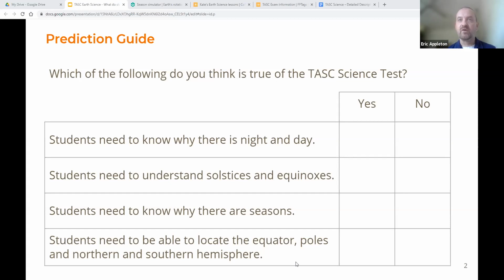So think for a moment on your own, and make a decision about whether you think each of those is true or false based on what you know. And Kate's going to put you in a breakout room for a pretty brief conversation where you'll just share with each other whether you think they're true or false, and maybe do a quick tally among the 3 or 4 of you in your breakout room. If you have extra time, you might want to talk about how you know. Where do you get your information about the TASC science test?